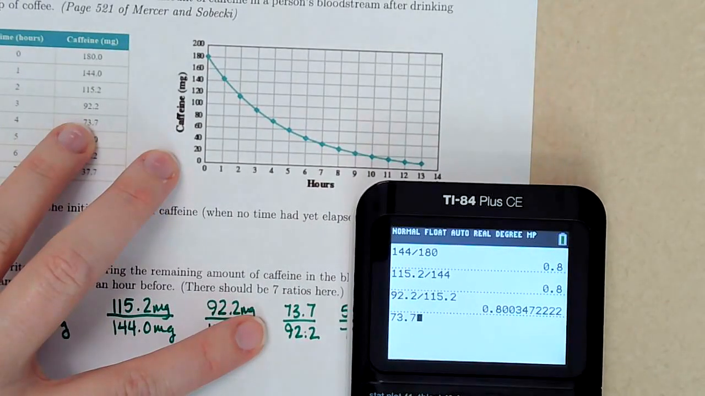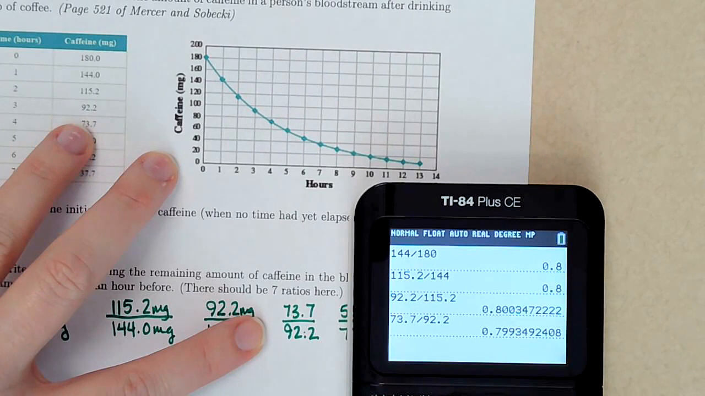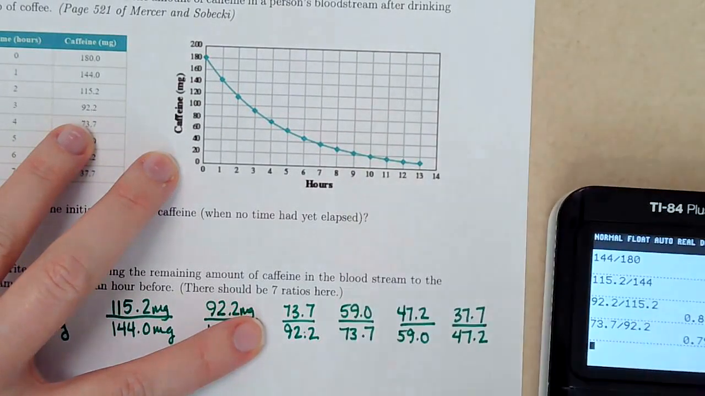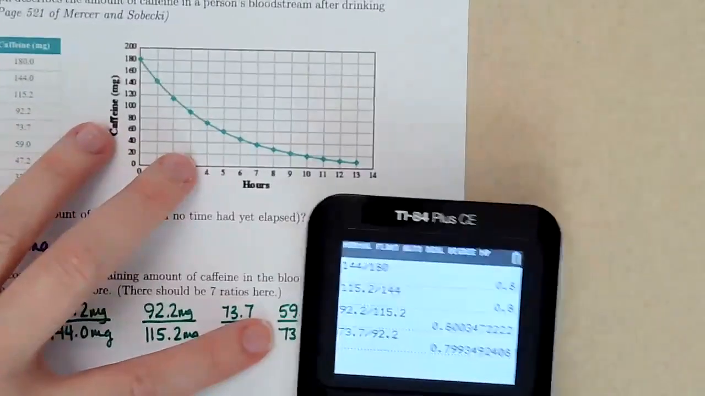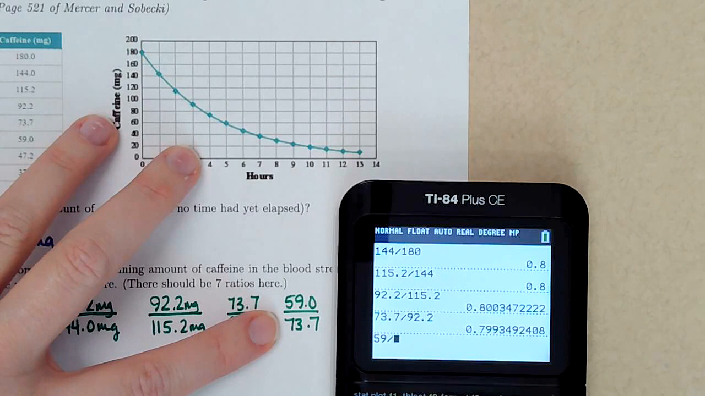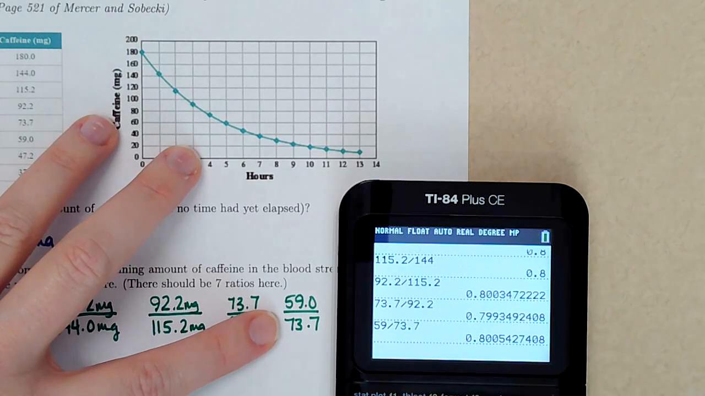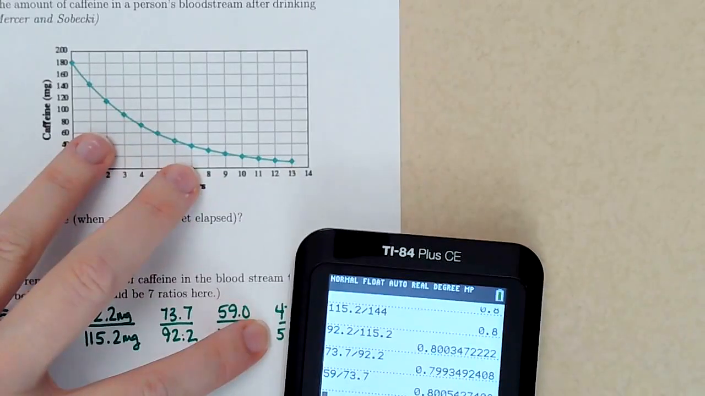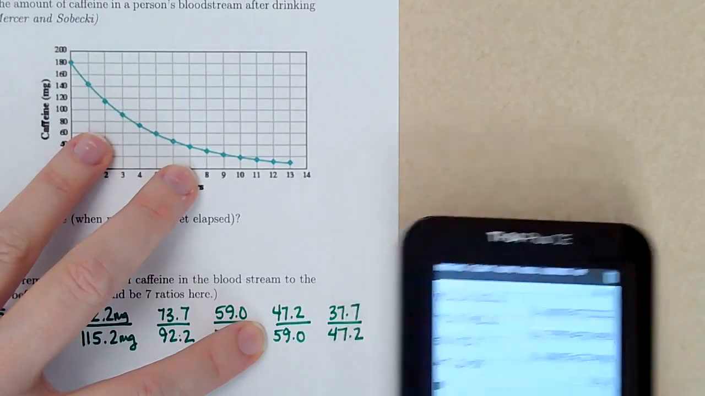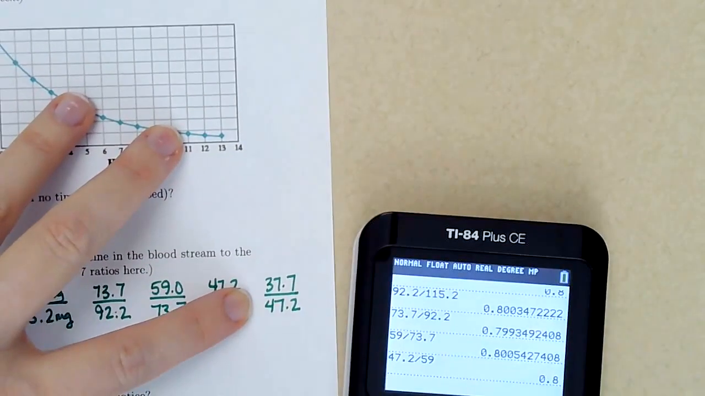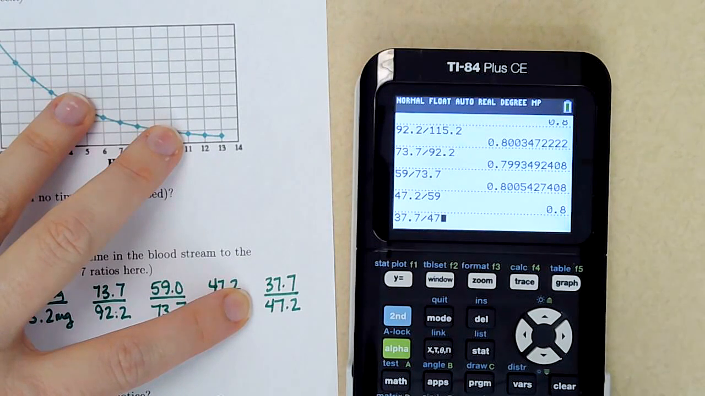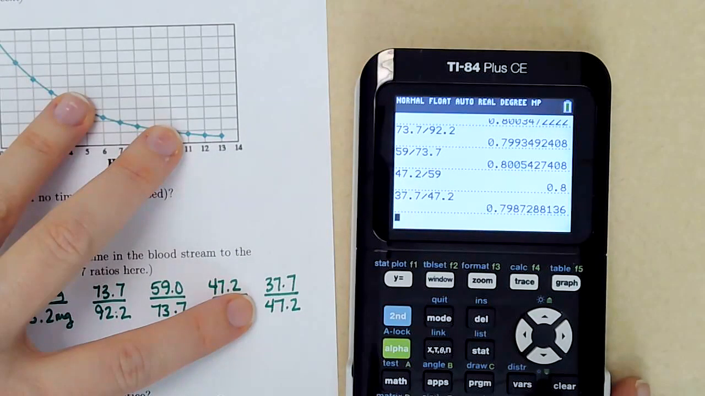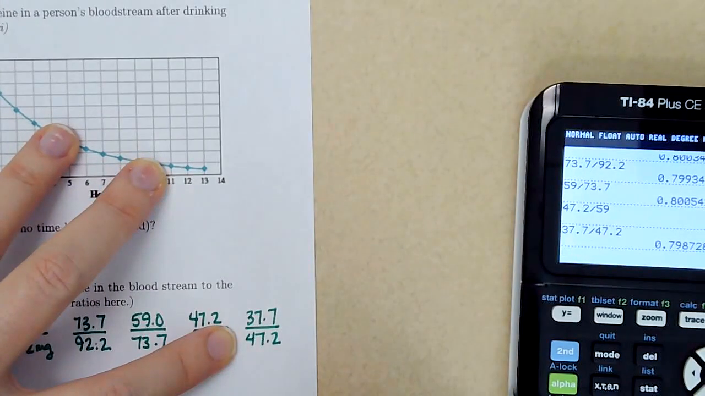Next one, 73.7 to 92.2. Oof. Just under, but also really, really close. 0.0007-ish away. That's pretty close. So I'm going to also write approximately 0.8. That would round to 0.8. 59 compared to 73. Oopsie, 0.7. Just a little bit over, but also approximately 0.8. Round it to 0.8. 47.2 compared to 59. A solid 0.8. Let's see. 37.7 compared to 47.2. Also pretty close. Not exactly, but approximately 0.8.